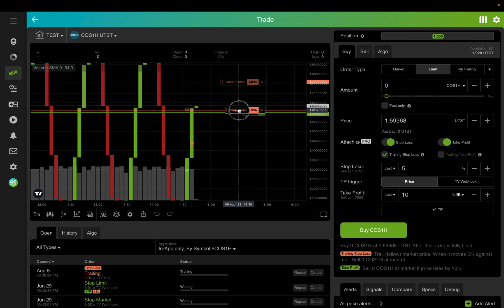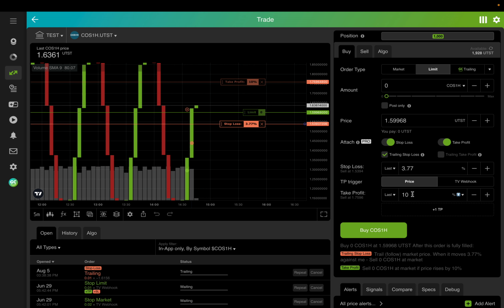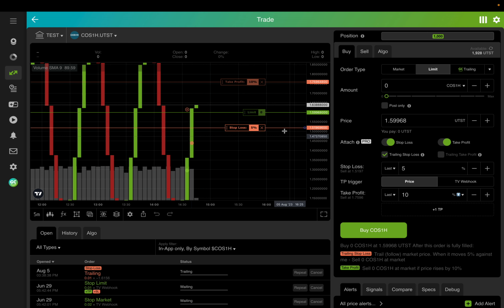However, as it stays at 5% under my buy price, obviously at some point the price is going to rise and hit my take profit. So obviously, take profit will execute, and the trailing stop loss will just be cancelled as it's an untouched order.